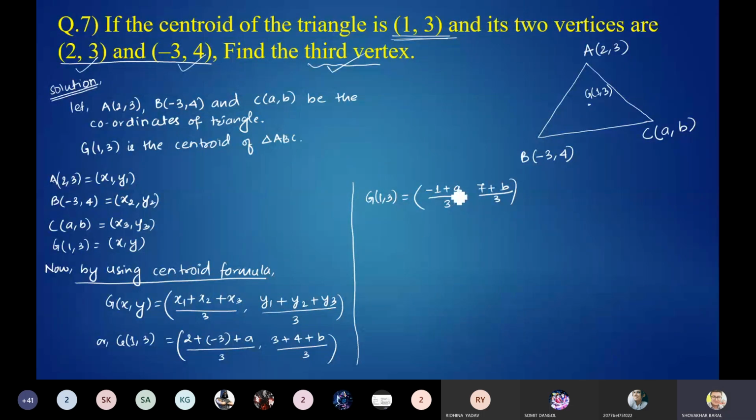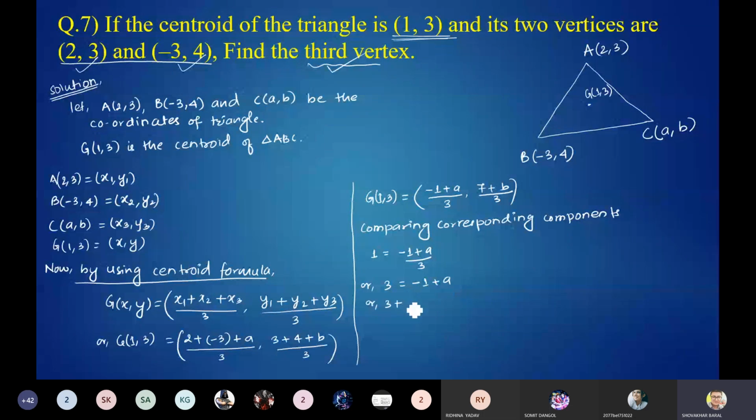Now to find the value of these variables a and b, we need to compare the corresponding components here. Comparing corresponding components: 1 is equal to (minus 1 plus a) by 3. Do the cross multiplication. It will be 3 equals minus 1 plus a, or 3 plus 1 is equal to a. Therefore, a is equal to 4. We have got the value of a.